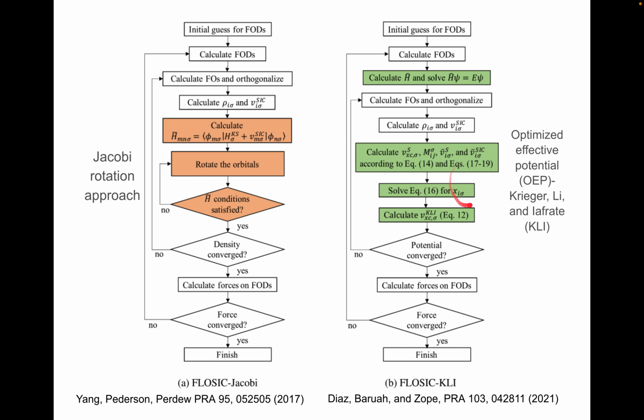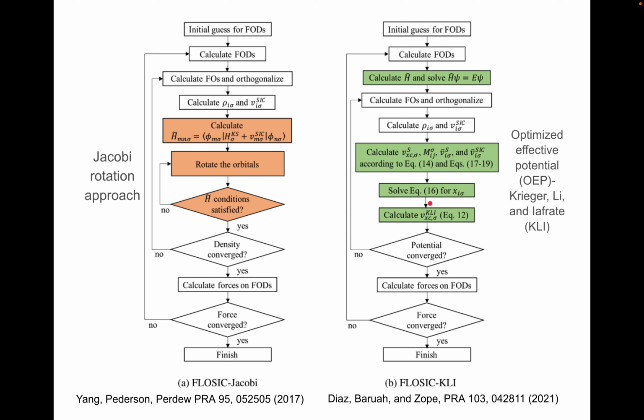So to your right is the optimized effective potential (OEP) approach of Krieger, Li, and Iafrate, the KLI method. The difference between the KLI and the Jacobi rotation approach is the following. Up to constructing the FLOs and computing the SIC orbital potential, the two approaches are the same. But instead of constructing the Hamiltonian matrix, in the case of the KLI, you compute those extra ingredients and then expose the effect of the SIC to the Kohn-Sham potential. That is what is being done here.